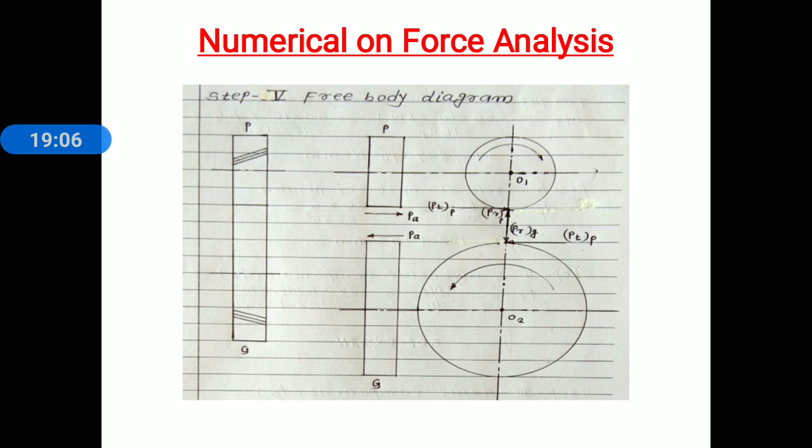Radial component, second component is the radial component. Radial component is knowing to you how to decide the direction of radial component. Radial component is always directed toward the center of gear. Now that is clearly shown on a pinion and gear.